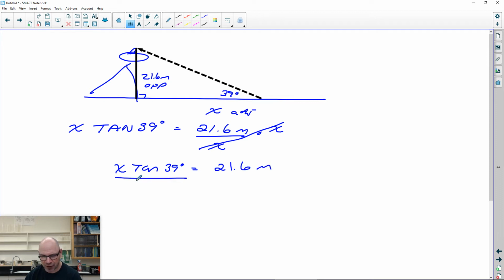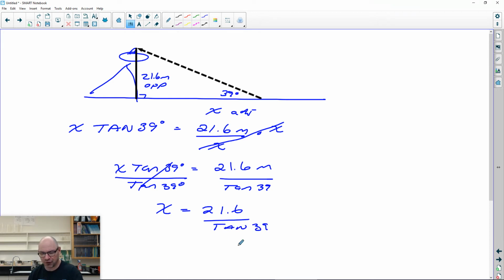Okay, tangent 39 has to come out, so we get X by itself to solve for it. So we divide it out on both sides. And we have our solution that X is equal to 21.6 divided by tan 39, which we now plug into our calculator. Okay, so we go 21.6 divided by tan 39, making sure our calculator's in degrees. Okay, if you have a backwards calculator, it's a little bit different. You have to do the tangent and find a decimal before you divide. I got 26.7.